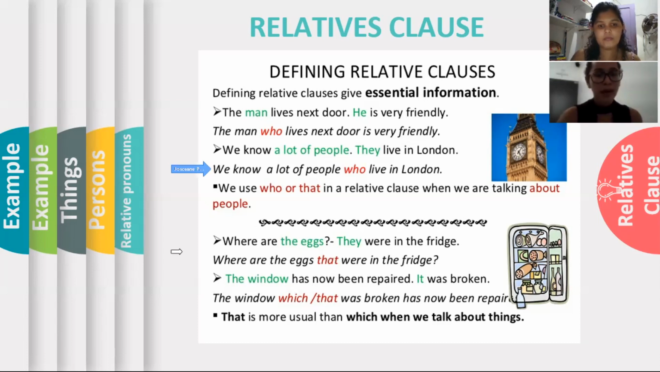So, where are the eggs? They were in the fridge. Where are the eggs that were in the fridge? The window has now been repaired. It was broken. The window, which was broken, has now been replaced. In these cases, we talk about things and objects, so we use which or that. That is more usual than which when we talk about things.